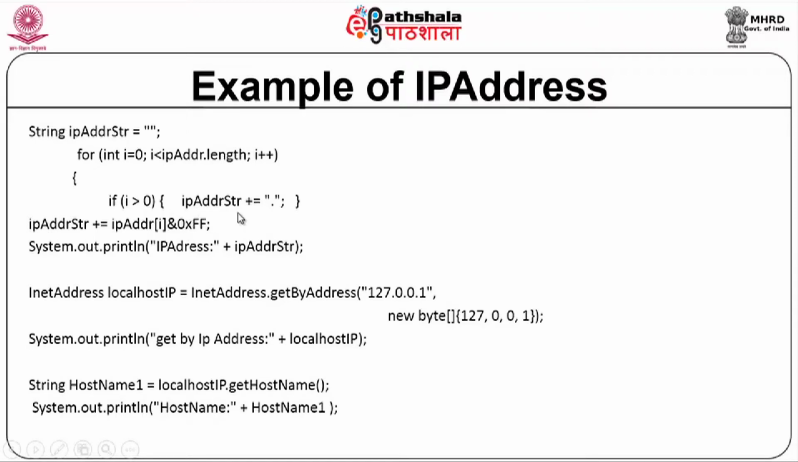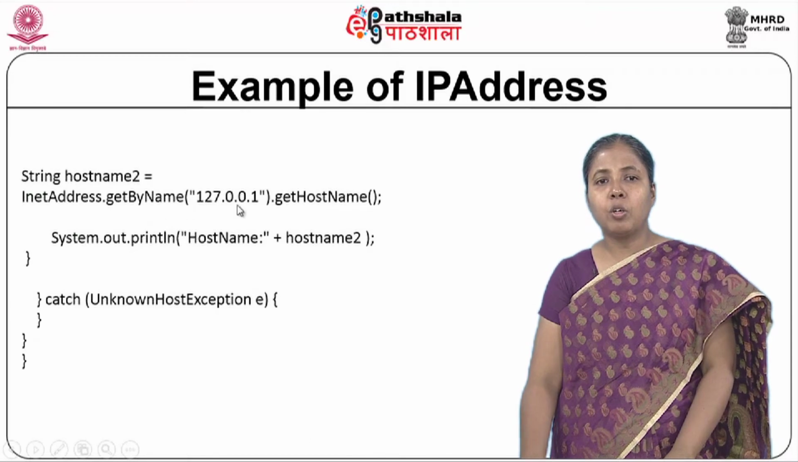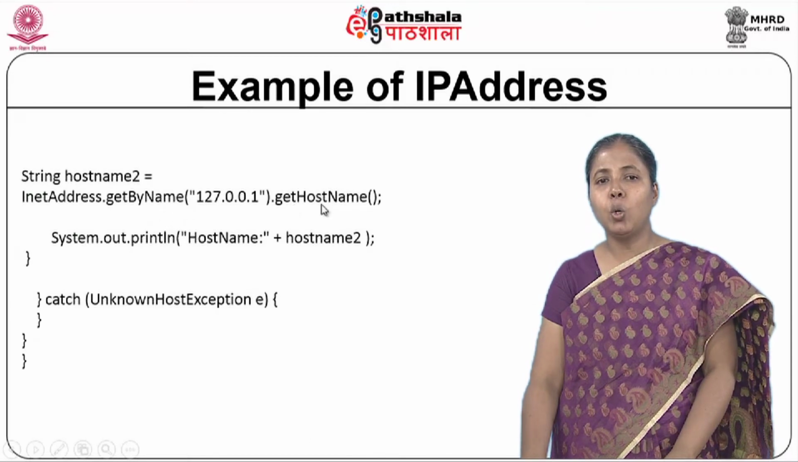So you want to take each part separated by a dot, you identify each of those bytes and you want to print it. Before you print it, you make a bitwise AND with 0xFF, which is actually making an AND with the byte that you have received, and then it prints the IP address string, and then you use getByAddress and then use a method called getHostName and the other method called getHostName for the local host.